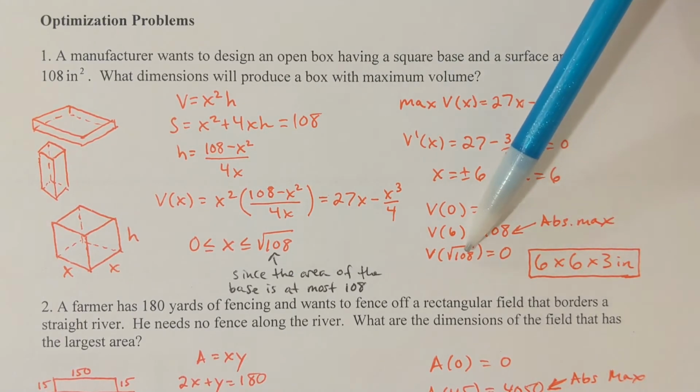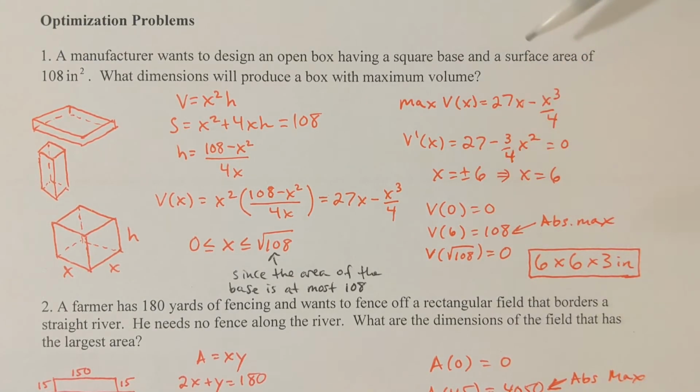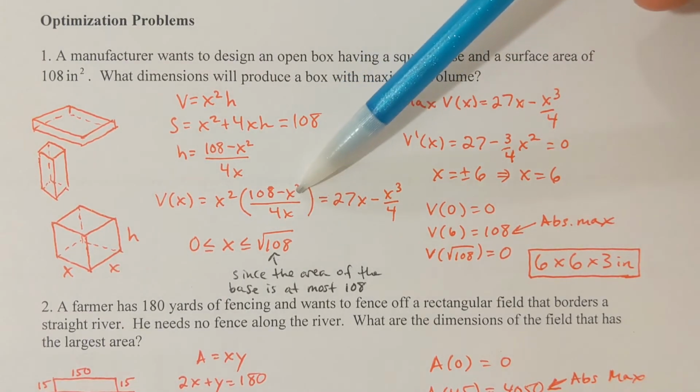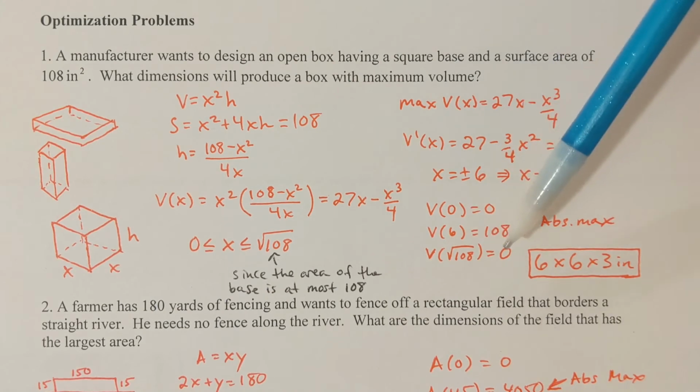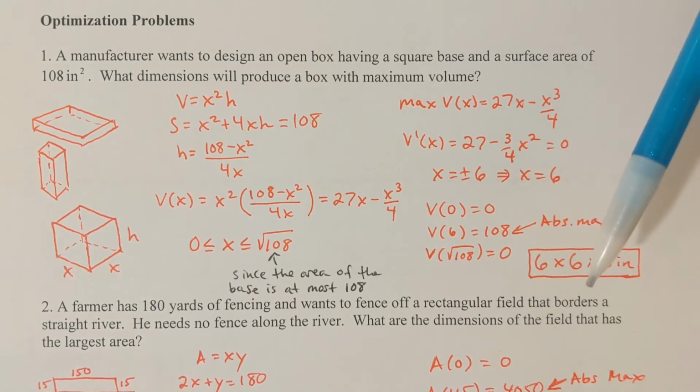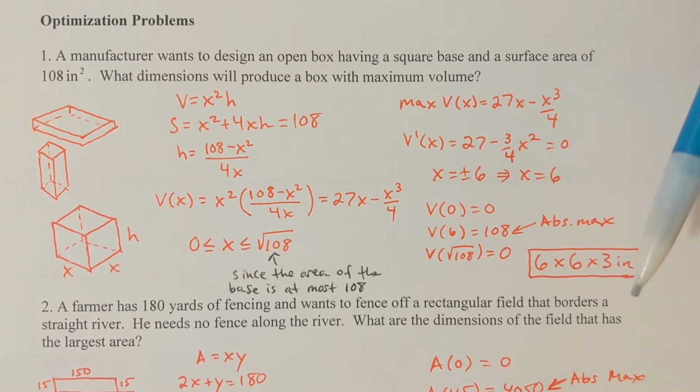How about if we plug in the square root of 108? If I plug it into this form here, the square root of 108 squared is 108. 108 minus 108 is 0. 0 times anything is 0. So the volume in that situation would be 0. That should make sense. You've got a flat piece of cardboard if the height is 0, and therefore the volume would be 0. You haven't actually created a box.